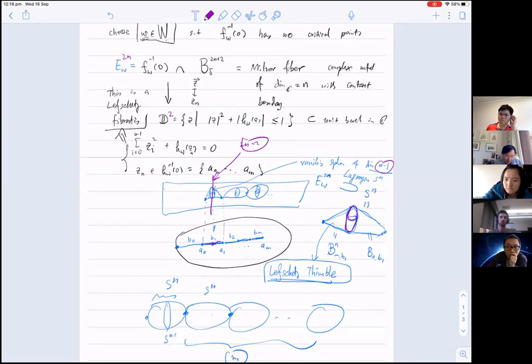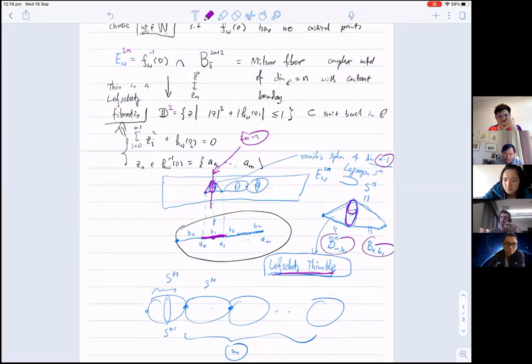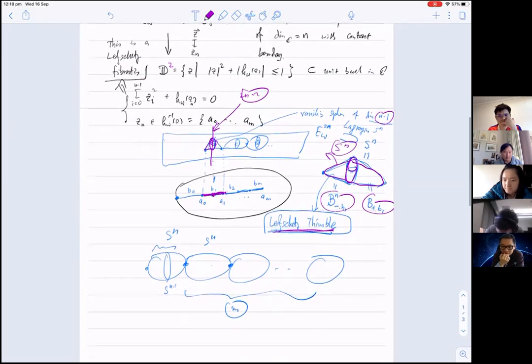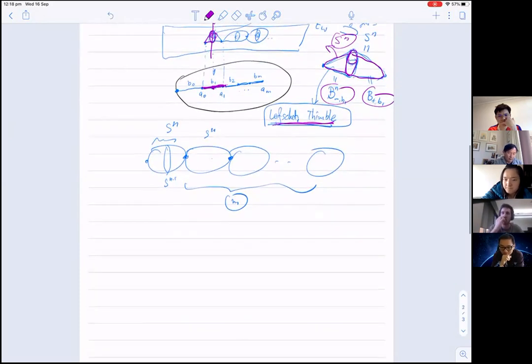And then with the Lefschetz thimble, we use the generic fiber, and then we have a path connecting two points. We have a vanishing cycle in the middle, and then we have this Lefschetz thimble, which is a ball. And this, again, is a sphere of dimension n. It's not a vanishing sphere, but it's a Lagrangian sphere. So what is the general philosophy?